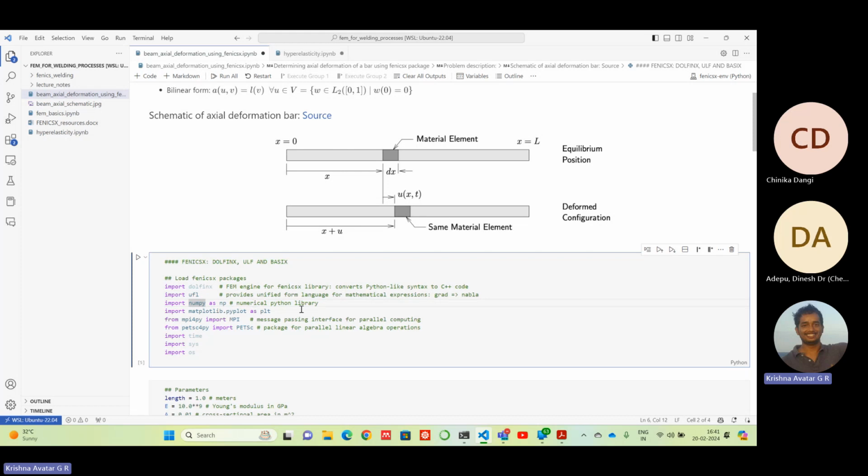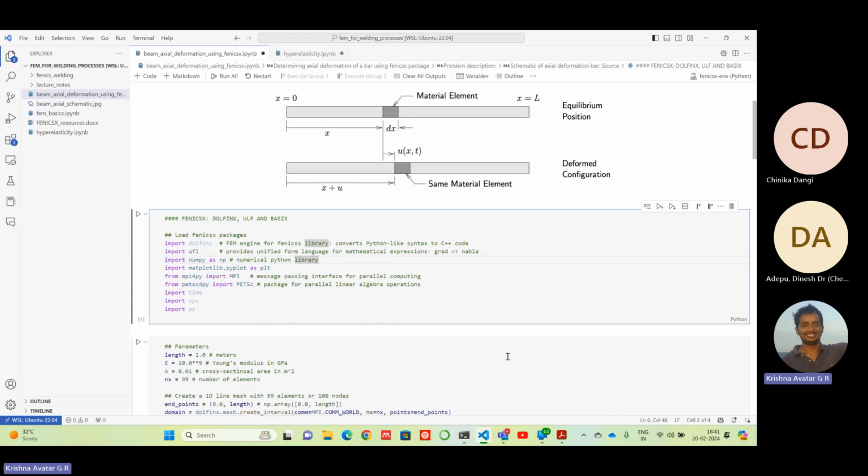And NumPy is, as we know, the most powerful library in Python because it has all the functions and methods which are essentially required to perform any numerical task in the Python language. And matplotlib is the plotting library, and its syntax is very similar to MATLAB. So that is why it's called matplotlib.